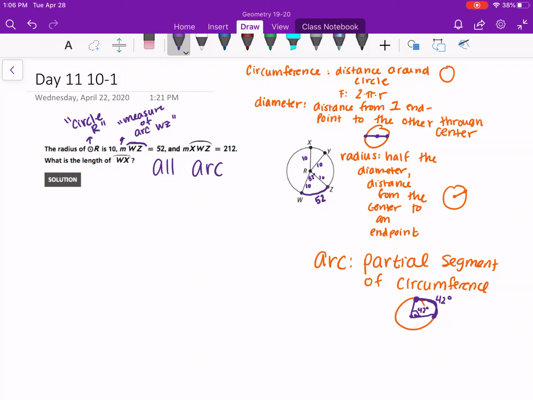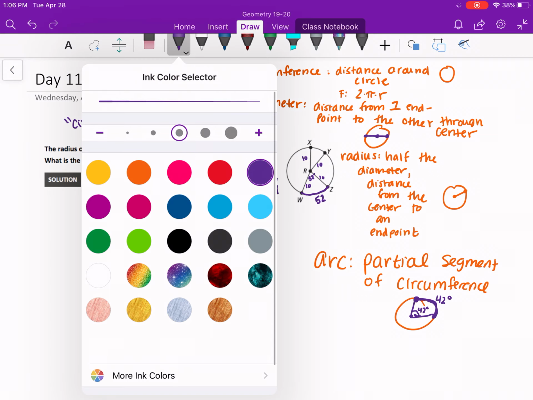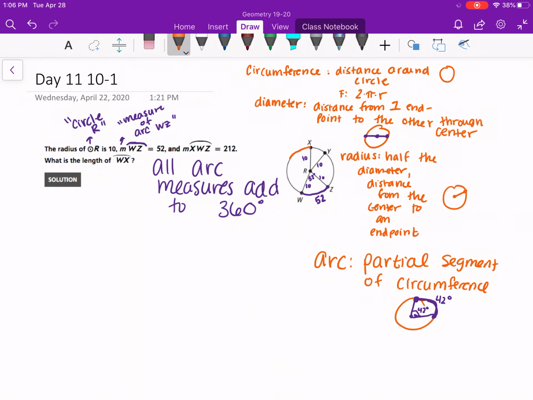We know that all arc measures add to 360 degrees. So it tells us that WZ is 52. It tells us that XWZ, this bigger distance, is 212. And it asks for the length of just the part from W to X.